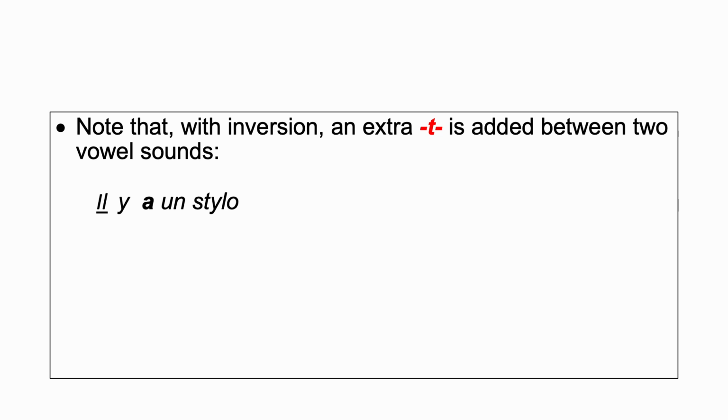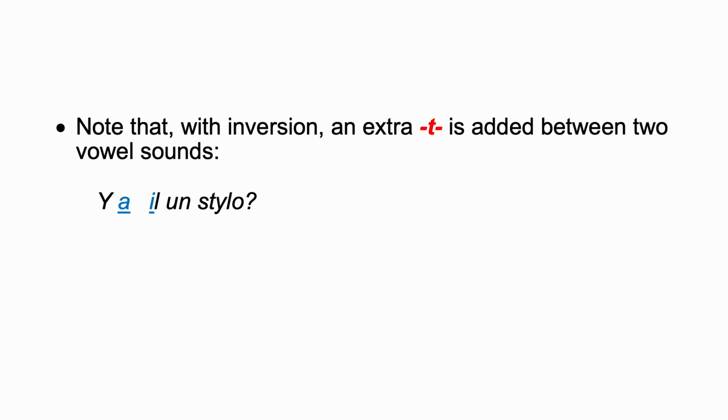So we start with the sentence Il y a un stylo. There is a pen. Then you need to invert the subject pronoun il with the verb a. So you're going to place il after a. After placing il after a, you have two vowel sounds, so you need to add a T. Y a-t-il un stylo? One more time, repeat after me. Y a-t-il un stylo? Which means, is there a pen?